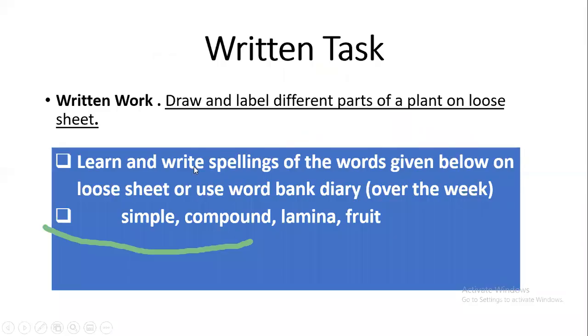And what else you have to do? You have to write down the spellings. You have to learn the vocabulary like simple, compound, lamina, and fruit. These are the vocabulary words for the whole week. एक single day के लिए नहीं है बेटे. You can do this work. You have 5 days to do this, okay? And you will submit your next assignment on the next Friday.